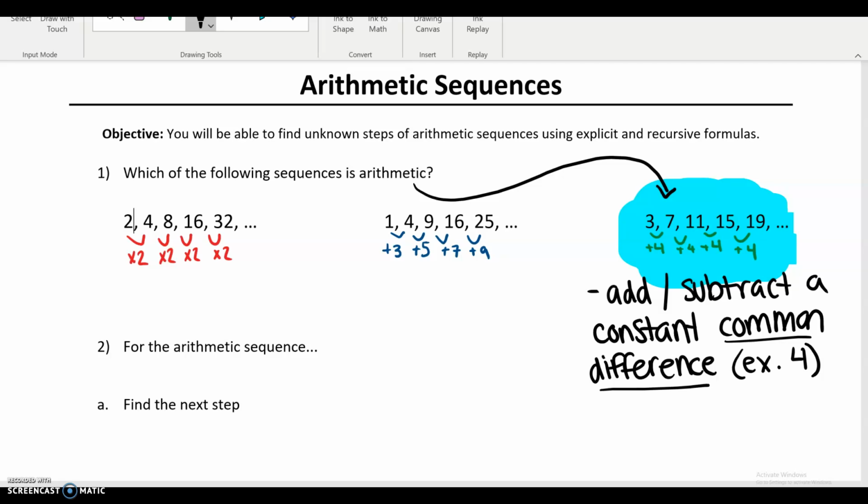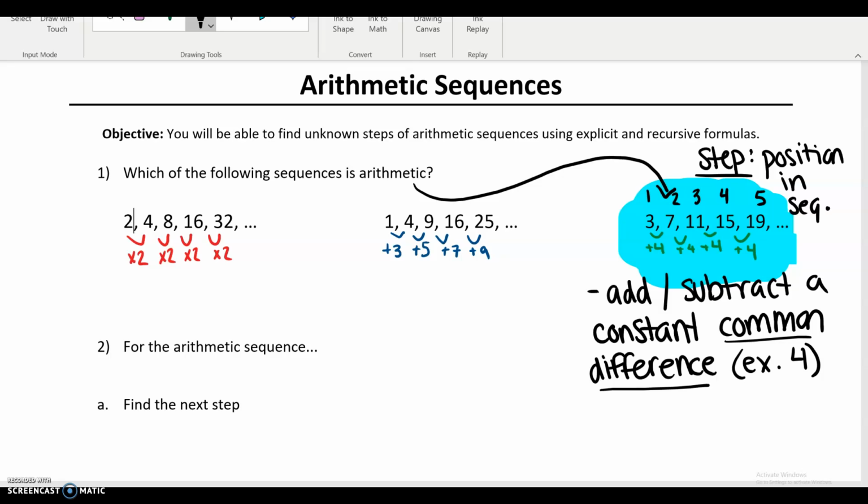Okay, and I keep using the word step, so let's go ahead and just define that. The step is the position in the sequence. So I'd call this step 1, step 2, step 3, step 4, step 5. The step is just the position in the sequence. I use these words a lot, so it's worth writing them down.